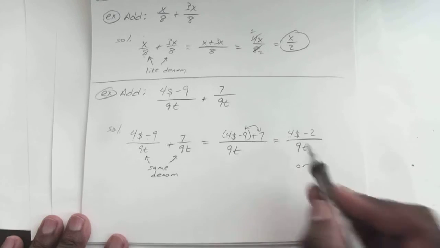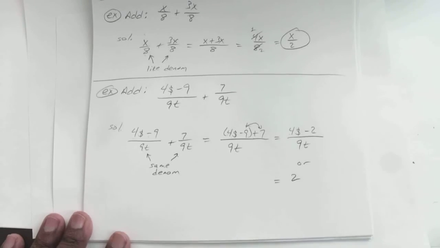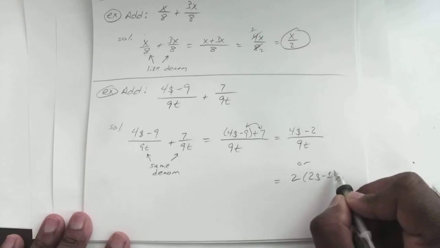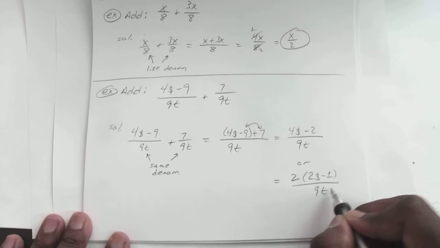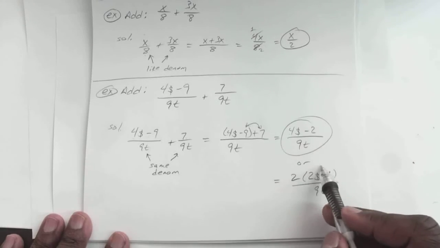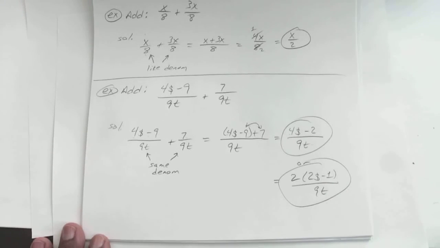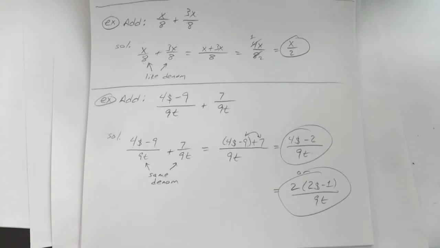Or if you wanted to, you could factor a 2 out of both of those and have 2s minus 1 over 9t. That should be okay, but on the exam, if it's multiple choice and you don't see this answer, you'll probably see this one. So you'll see one of them. All right, any questions on that one?